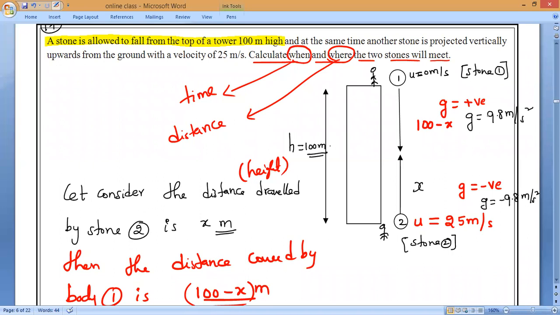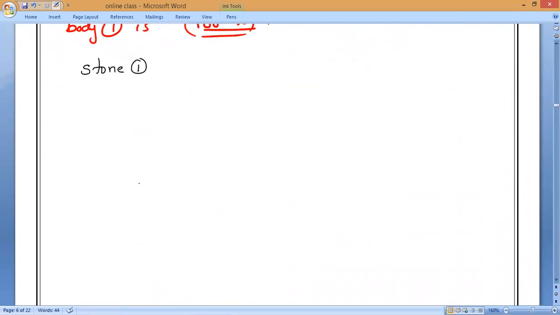So tell me what equation we will use to find the distance. Initial velocity is 0 as it is stone 1, and h is equal to 100 minus x, and a is equal to g is equal to 9.8 meter per second square. Now you tell me from which equation we will find this h. Anybody can tell? Second equation, sir.